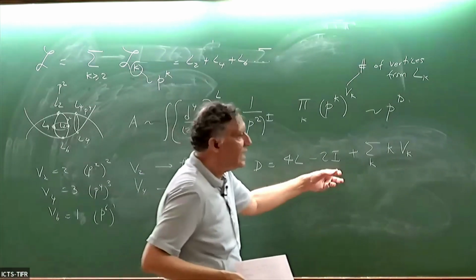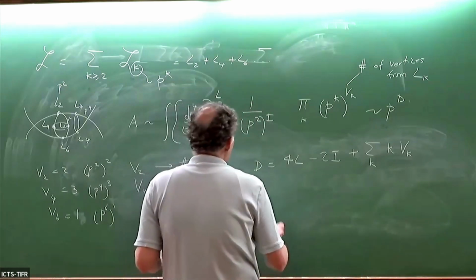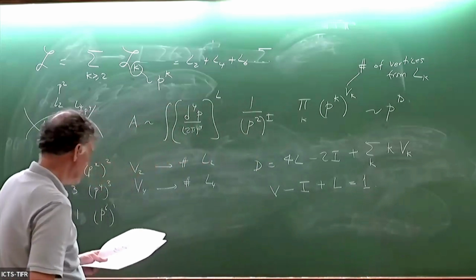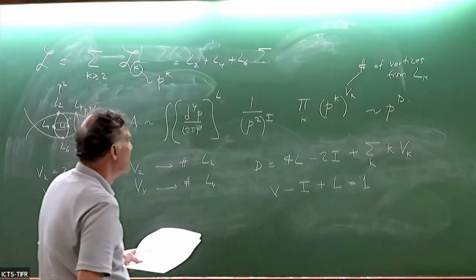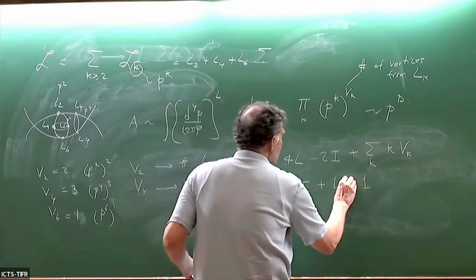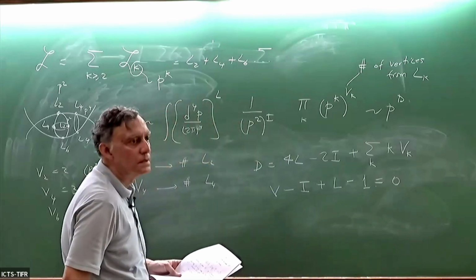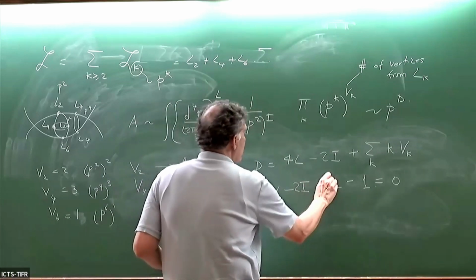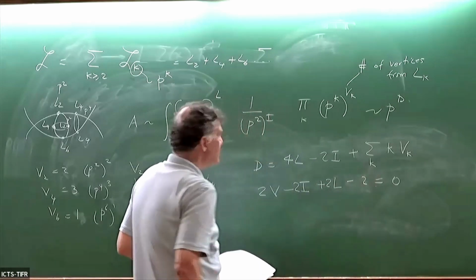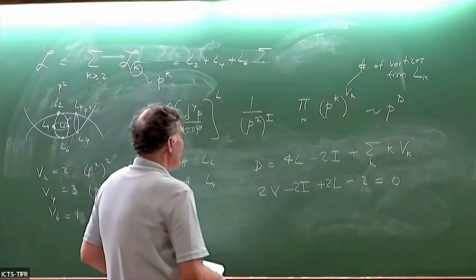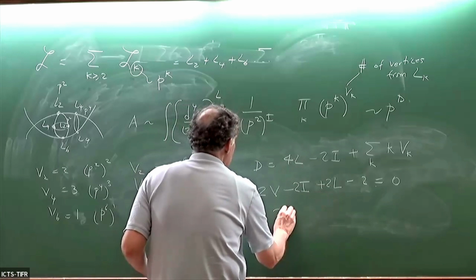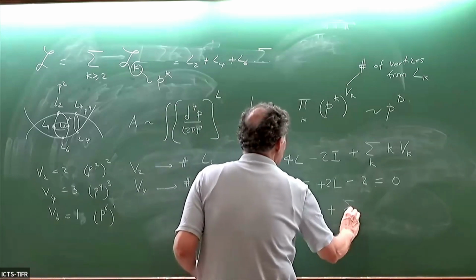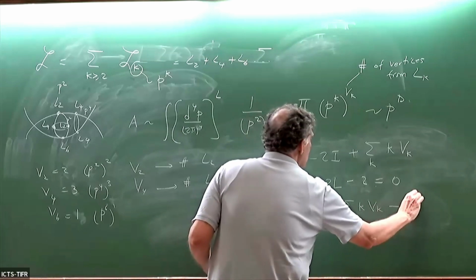And now you want to get rid of this I here. There's a topological identity for connected Feynman graphs, which is vertices minus internal lines plus loops is equal to 1. So let's write it this way: V minus I plus L minus 1 is equal to 0. Multiply this whole thing by 2, so I get 2V minus 2I plus 2L minus 2 is equal to 0. And subtract. So I get D: 4L minus 2L is 2L, the 2 I's cancel, I get a plus 2 from here, and I get plus the sum on k of k V_k, minus 2V.